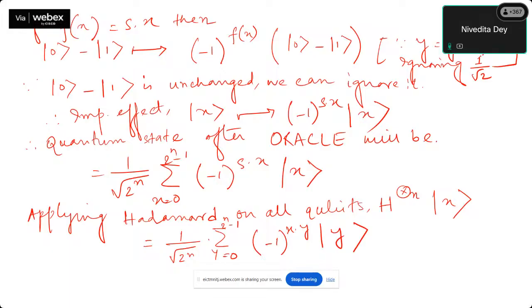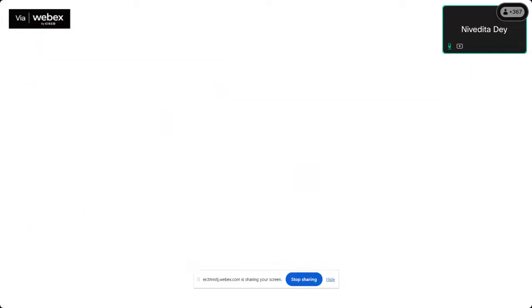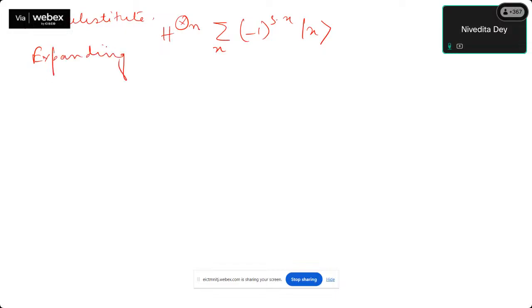Okay, so we'll be applying this. Now we can substitute this into x times x, and now expanding this, on expanding it will be 1 by 2 to the power n. Then a few steps are nothing but algebraic simplifications. This is n, this is also n.